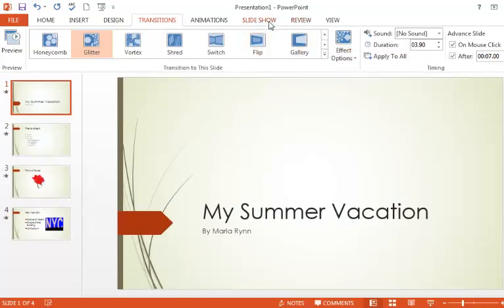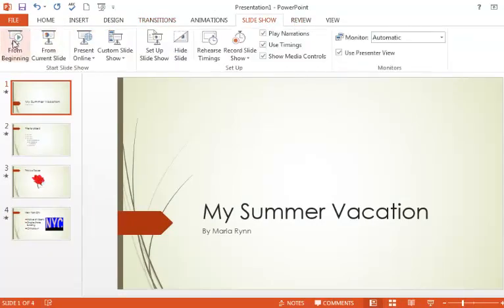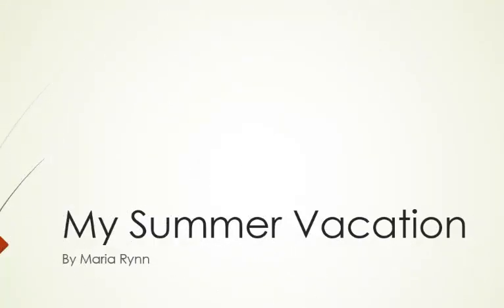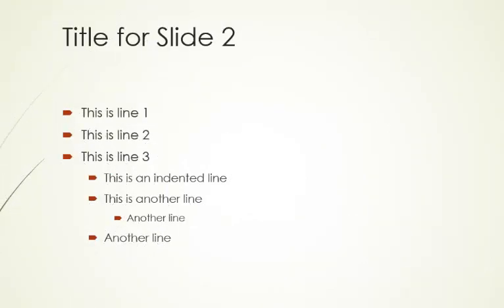I'm going to click slideshow. I'm going to click from the beginning, and you'll see the first slide. Now I'm not going to click anything, and nothing is going to happen for 7 seconds. So we're waiting, we're waiting, we're waiting. 7 seconds have passed, and the second slide is shown. And again, I'm not going to click anything.